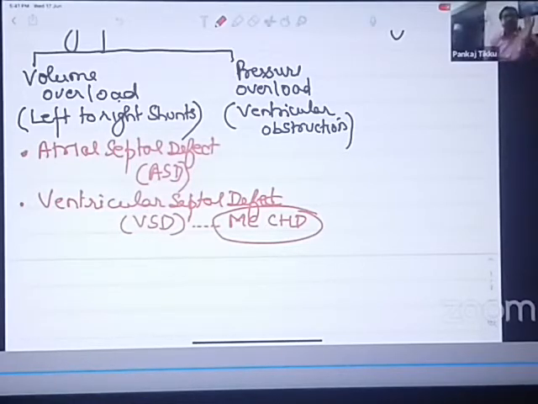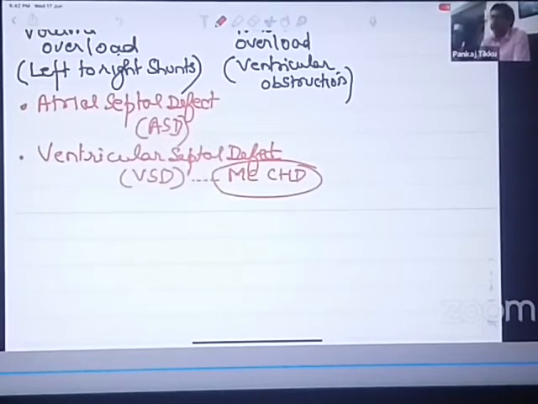ventricular septum. In the case of atrial septal defect, there was movement of blood from the left atria to the right atria due to the presence of an atrial septal defect. In ventricular septal defect, there is movement of blood from the left ventricle into the right ventricle because of the presence of a ventricular septal defect. The third defect which comes under volume overload lesions is a patent ductus arteriosus.